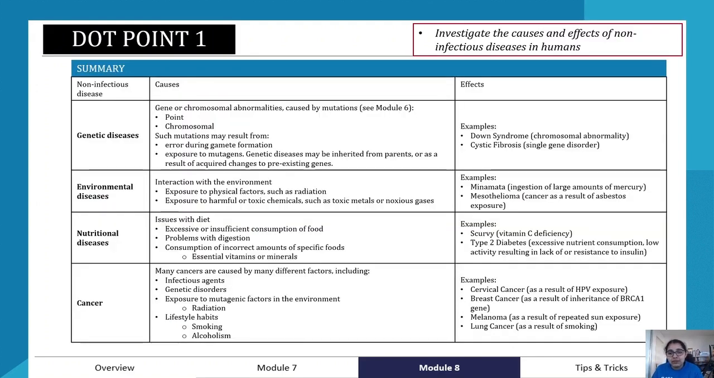And here's a summary for us of what the causes are of each and what the effects are. And I've got some examples here for you. Definitely remember the examples as well.